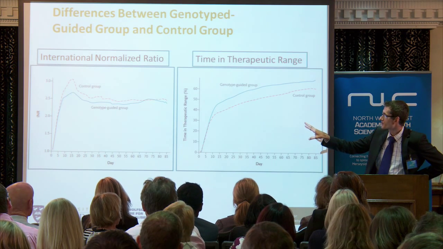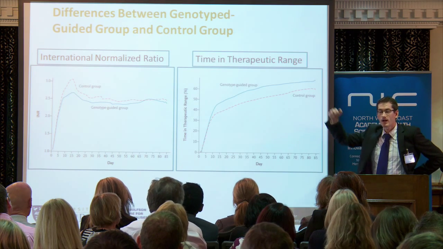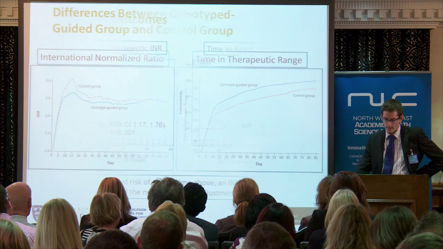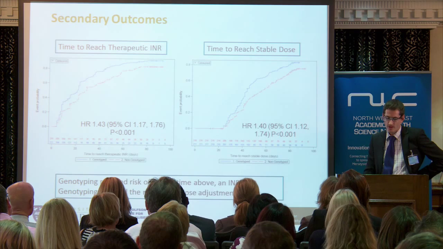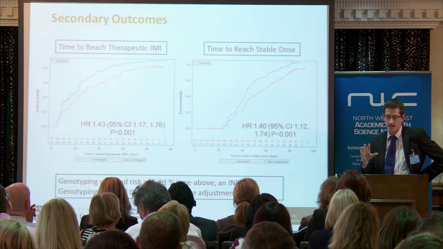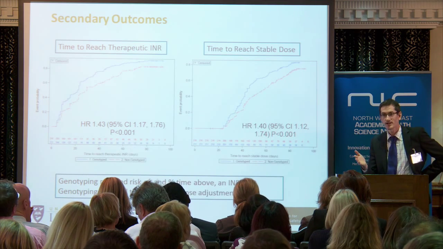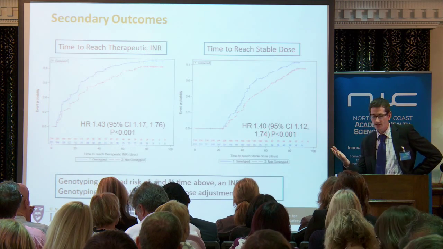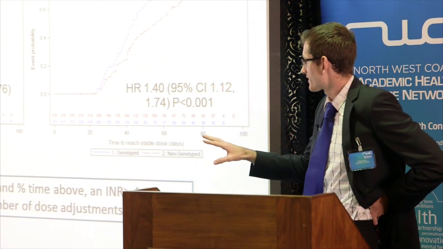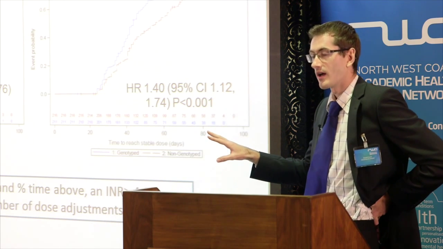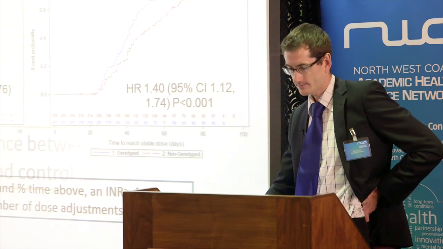The one on your left demonstrates that with genotype-guided dosing, you reduce the incidence of INRs peaking over 4. And there's a couple more secondary outcome measures which demonstrate that if you did the genetic dosing, you could decrease the time it took to reach a therapeutic INR and also decrease the time it took to reach a stable dose. So overall, the genotyping decreased the incidence and time above an INR of 4, and it also reduced the number of dose adjustments required.